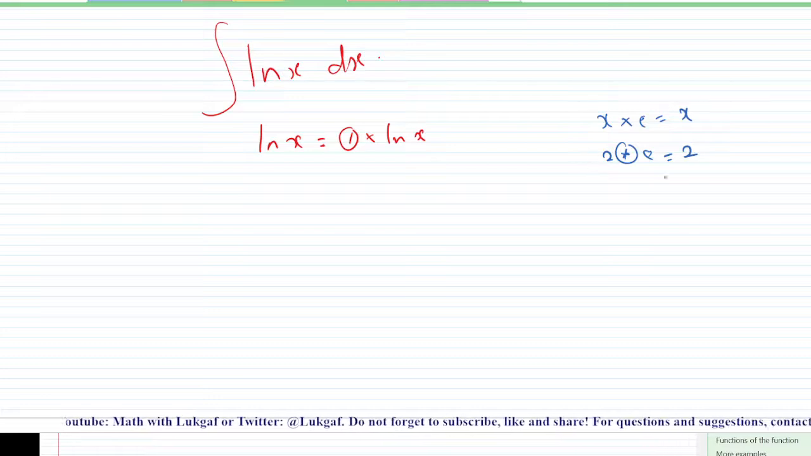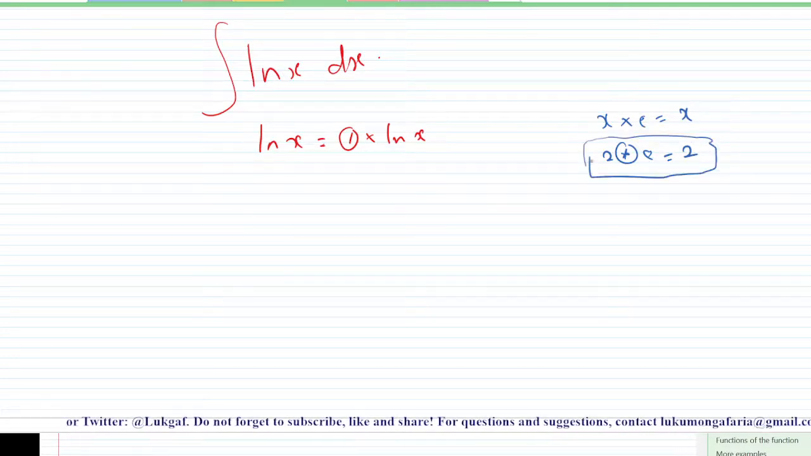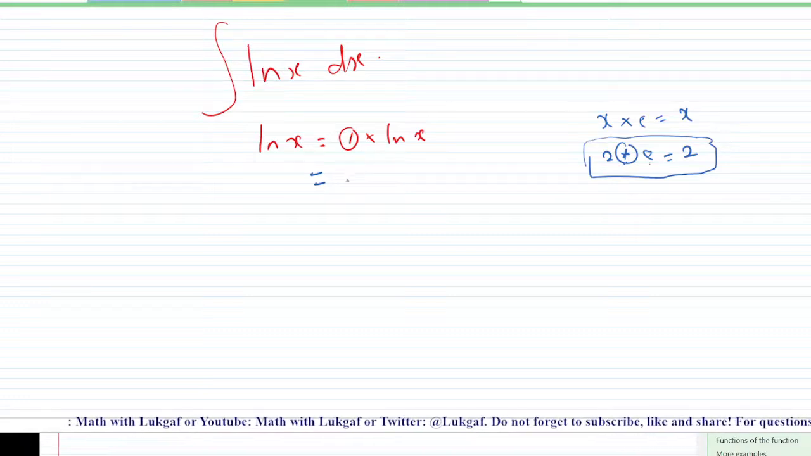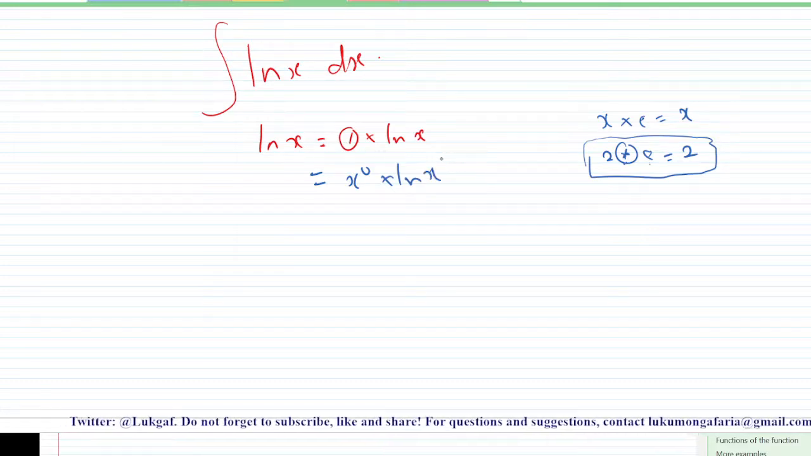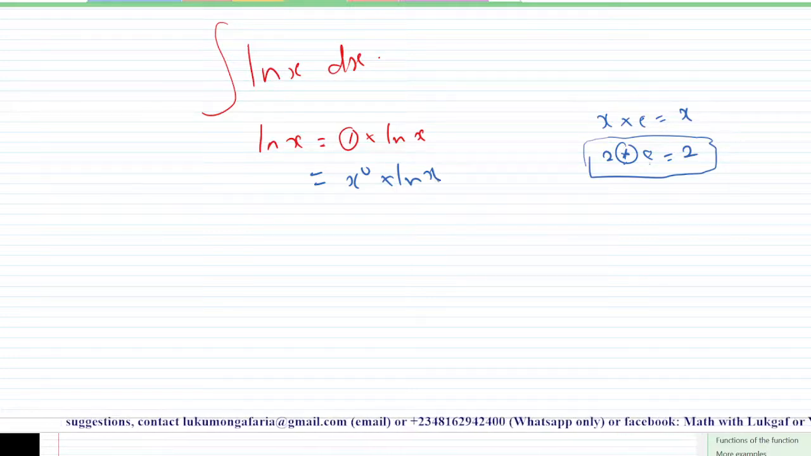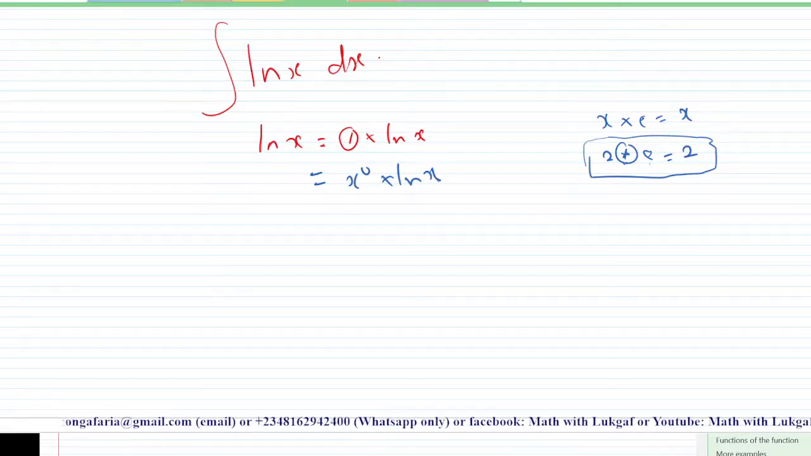If I have this kind of equation satisfied, such that my E is unique under this kind of operator, then I say E is an identity element under this operator. So we know that ln x is the same thing as 1 multiplied by ln x. Also recall that I can write this as x raised to 0 multiplied by ln x. Is that not so? Since any number raised to 0, with the exception of 0, is 1. Even if you yourself were raised to the power 0, you are going to be 1. You can check that out.